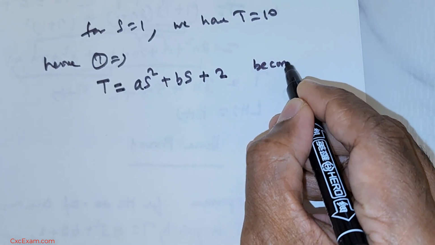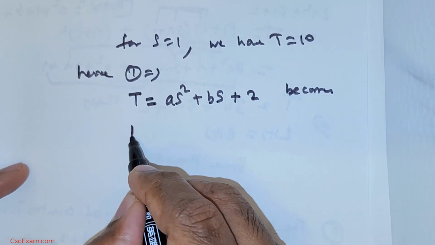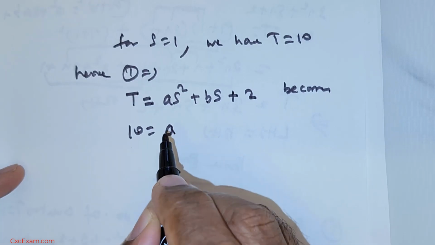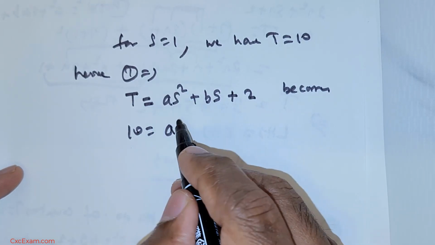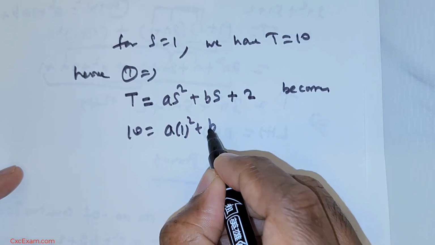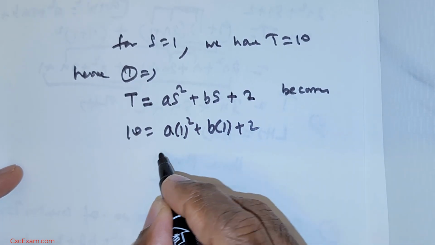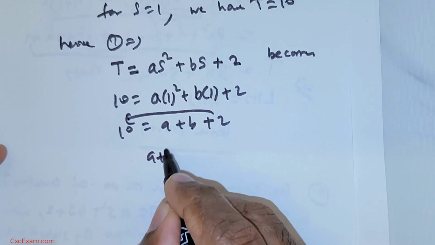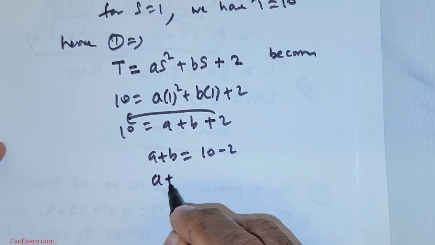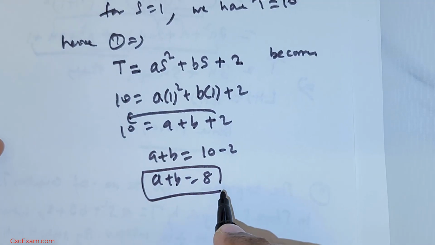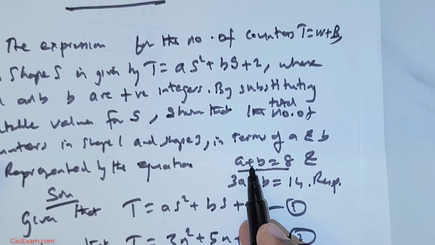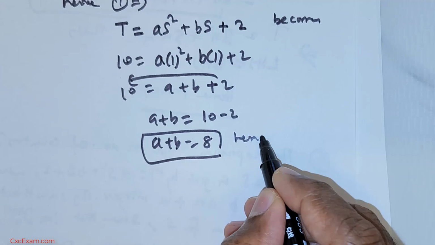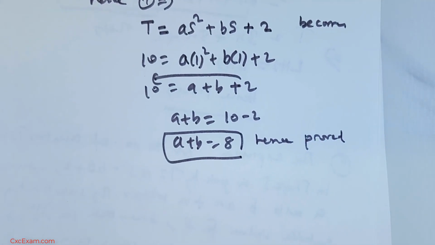So substitute the value t is equal to 10. Just retain the value for a as it is. With s is equal to 1, it's going to be a times 1 squared, b times 1, positive 2. So this is going to be a positive b positive 2 is equal to 10. Move this to the other side and rewrite it as a positive b is equal to 10 negative 2, which is nothing but a positive b is equal to 8. So this is what they are asking us to show. Show that a positive b is equal to 8. Hence proved.